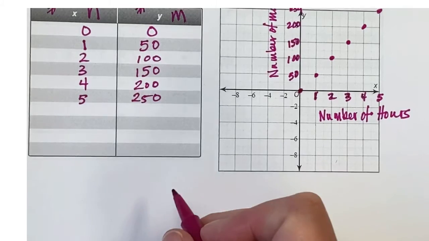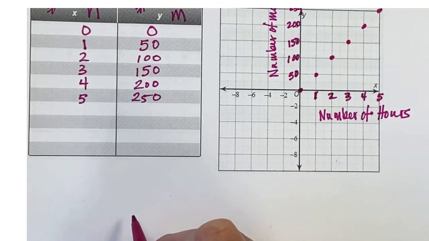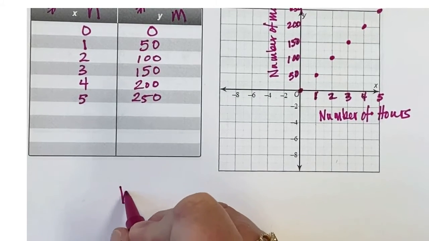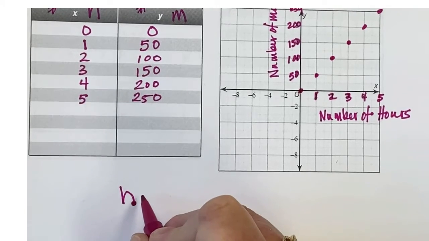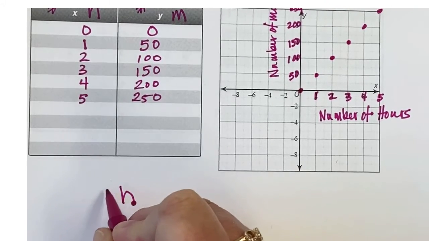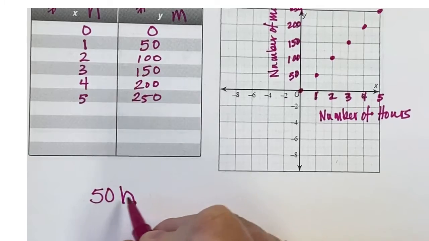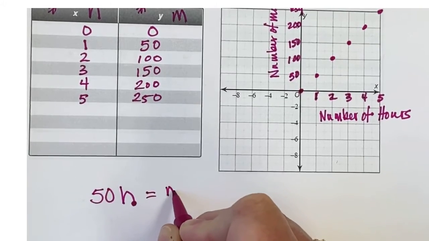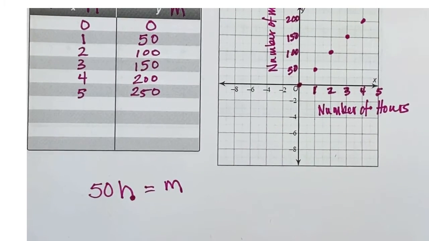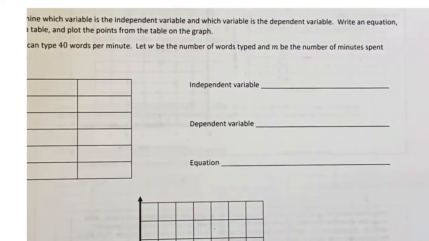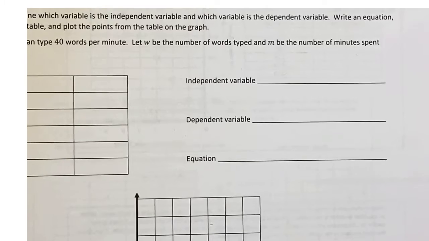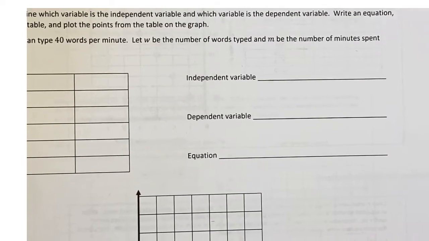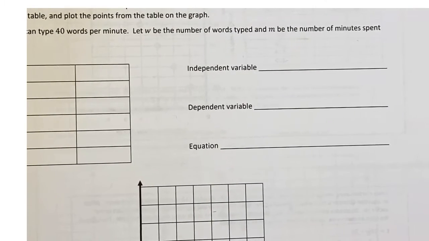Okay, so the number of hours driven times 50, so we're going to say 50 times H is going to give you M. Do you see the relationship there? Okay, so we're going to do one last example. This one, everything is blank, so we're going to go through this step by step.